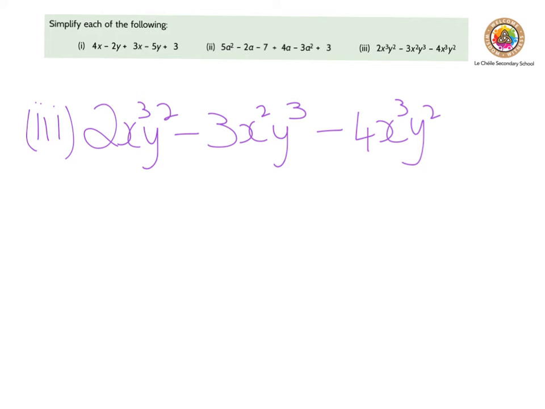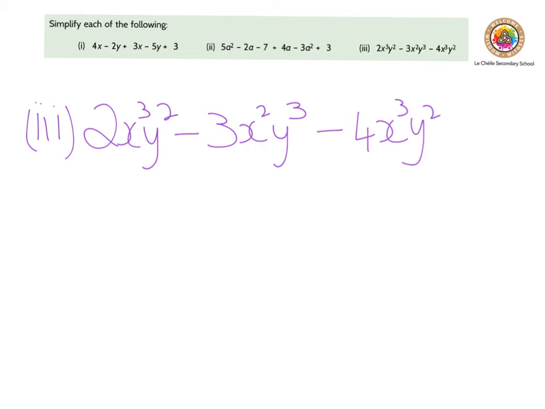So here in the last example, the last question, what do I have? I have 2x cubed y squared minus 3x squared y cubed minus 4x cubed y squared. Now that all looks a little bit complicated, but what have I to look for? To see, do each of those letters have the same powers? Because only then can I group them together. Every term, each of the three terms, has an x and y.